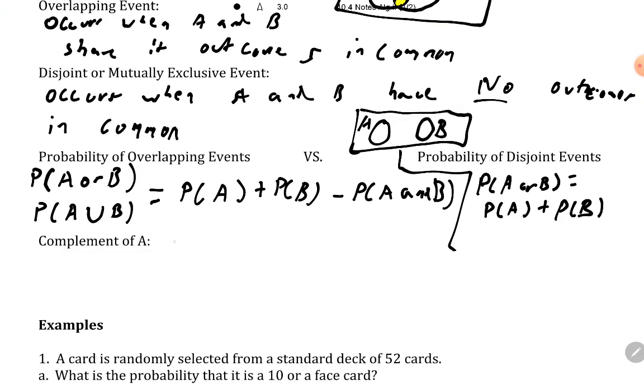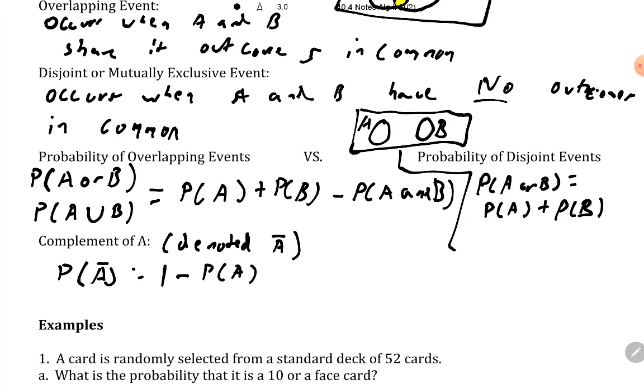The complement of A is denoted A with a bar over it, or sometimes you see it as A prime, or A to the negative first. It just depends on what you're doing, but we're going to be using A with a bar above it. The probability of the complement is 1 minus the probability of A. If you're looking for the complement of A, it's basically not A.